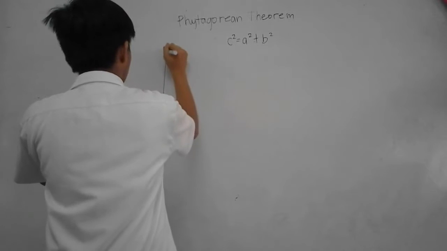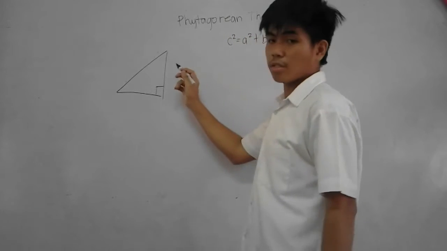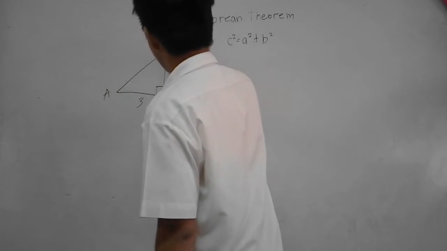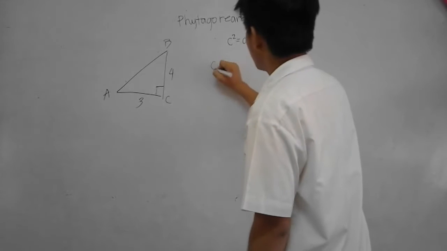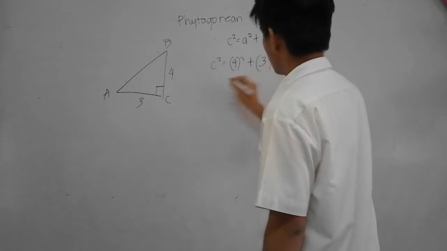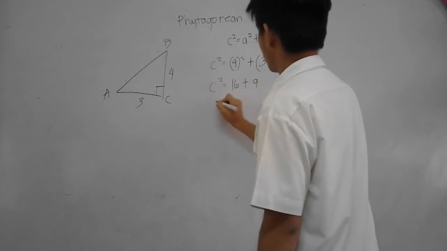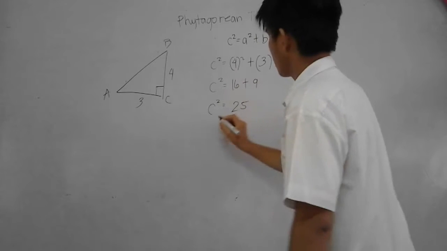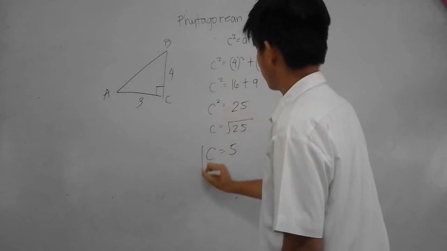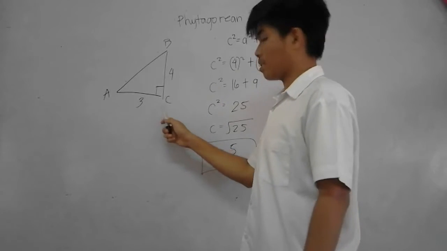Suppose you have a triangle and you're asked to find the hypotenuse of this right triangle. Suppose this side is 4 and this side is 3, triangle A, B, and C. Apply this formula: c squared is equal to 4 squared plus 3 squared. C squared is equal to 16 plus 9. C squared is equal to 25. Get the square root: c is equal to the square root of 25. C is equal to 5 units. So the value of the hypotenuse of this right triangle is 5.